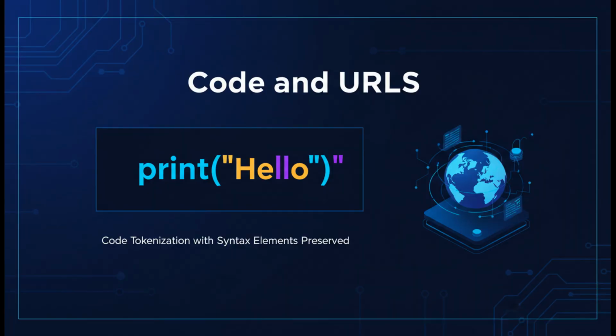For coding agents, tokenization is vital. Brackets, colons, and indentation must be preserved as tokens. If the tokenizer messes up a URL or a code block, the agent won't be able to execute actions correctly in the digital world.